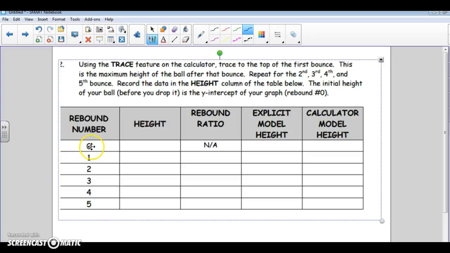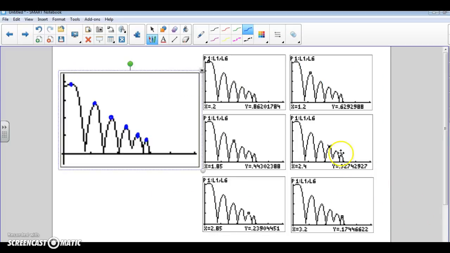0 represents the y-intercept of the graph. It's the initial height, so where the ball began. And then we have a height for each rebound, 1 through 5. We'll be doing some calculations also. But to actually determine the rebound height, we want to use our graph.